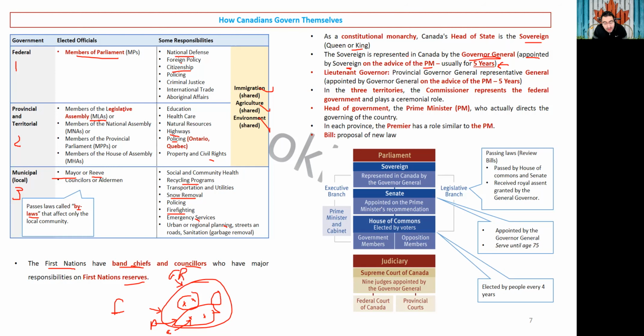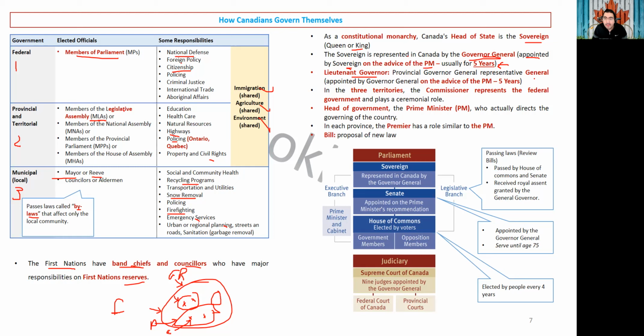But we have different parts here. We have the provinces. Do we need a sovereign representative in the province? Yes. In each province, we also have a queen or king representative, and this is called the lieutenant governor. So the lieutenant governor is just the representative of the queen or the king on the province level.